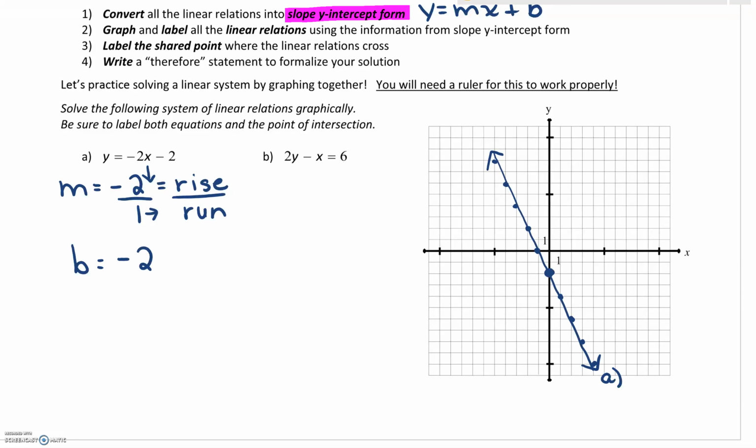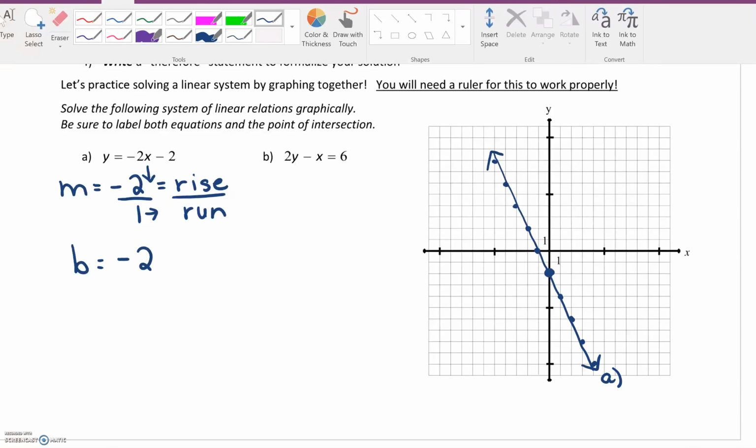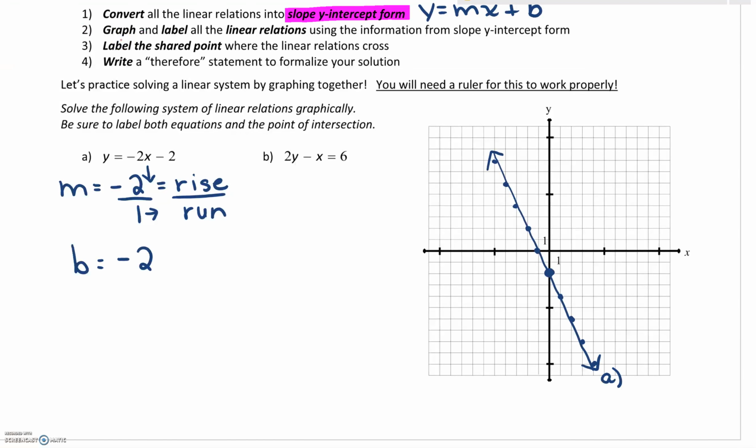The next line is not in y equals mx plus b form, so we need to take care of that before we even continue. We need to find y completely on its own. However, the y is attached to the 2, and we need to get rid of the minus x. To do that, we're going to add x on both sides. That cancels out the x's on the left side and leaves us with 2y equals 6 plus x. Y is still not on its own, so we need to divide every single thing by 2.